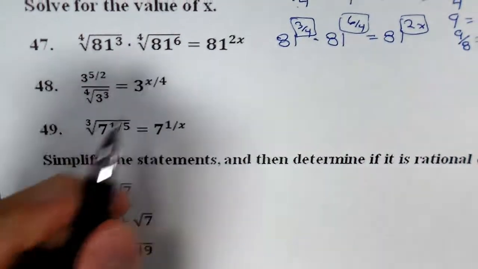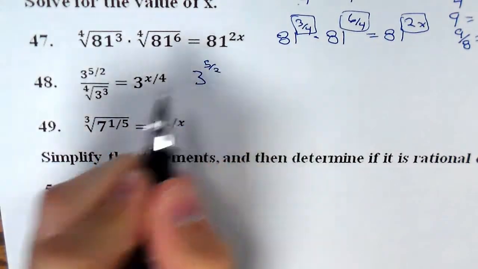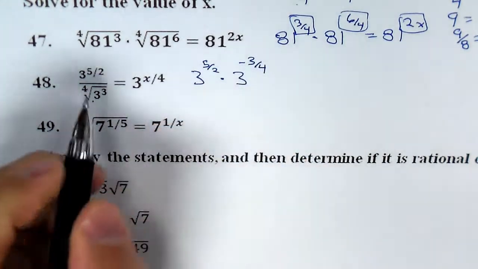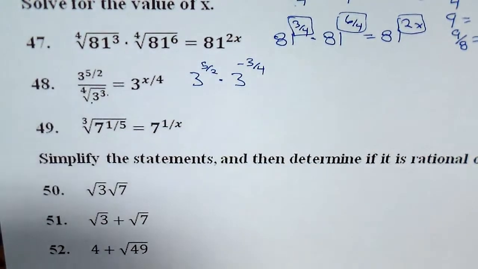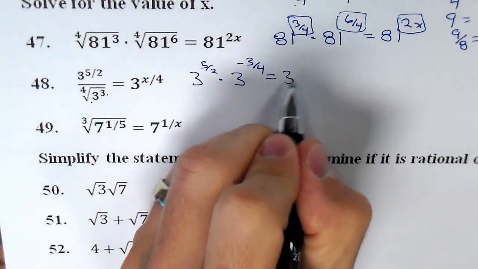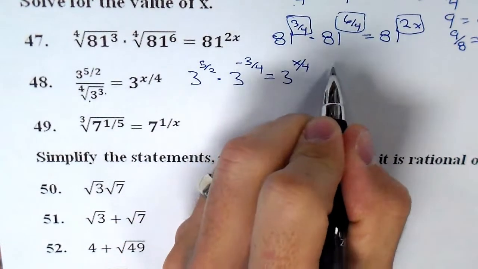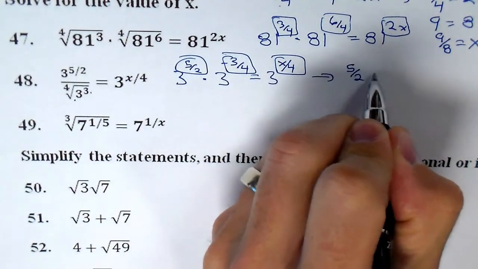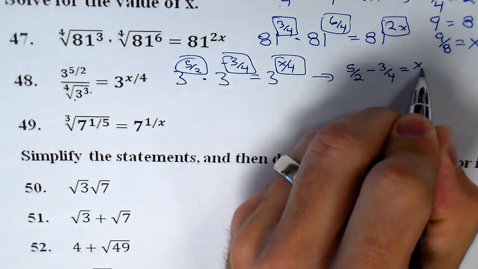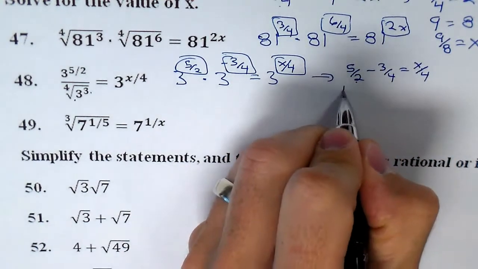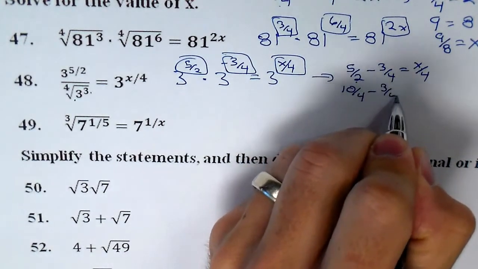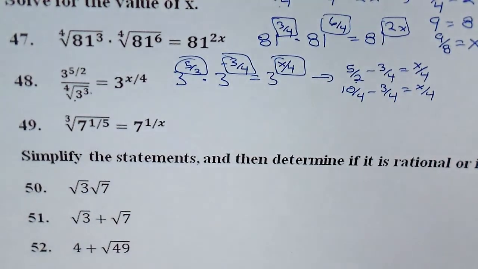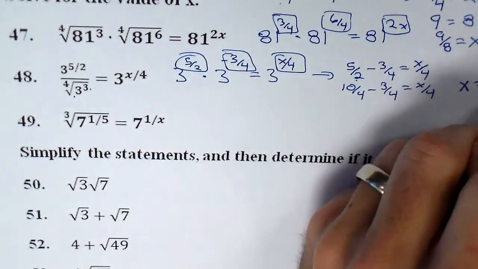Same thing on 48. I'm going to have 3 to the 5/2. This becomes a 3 to the negative 3/4 because it becomes 3/4 due to the 4th root, and it's negative because it's in the denominator, equals 3 to the x/4. Now, taking the exponents, I get 5/2 minus 3/4 equals x/4. I'm going to change the first fraction to 10/4 so they have like denominators. And now I can even just look at the numerators. 10 minus 3 equals x. I'm going to get that x equals 7.